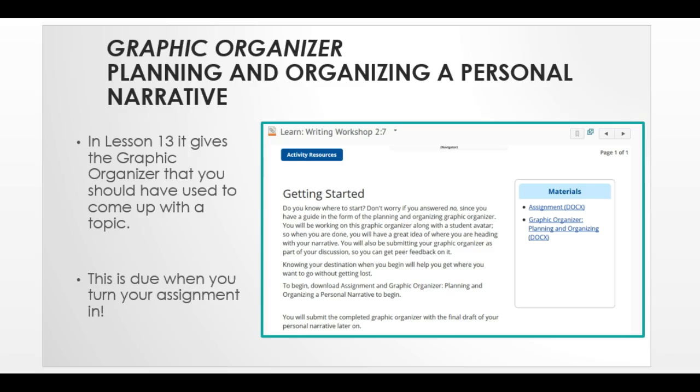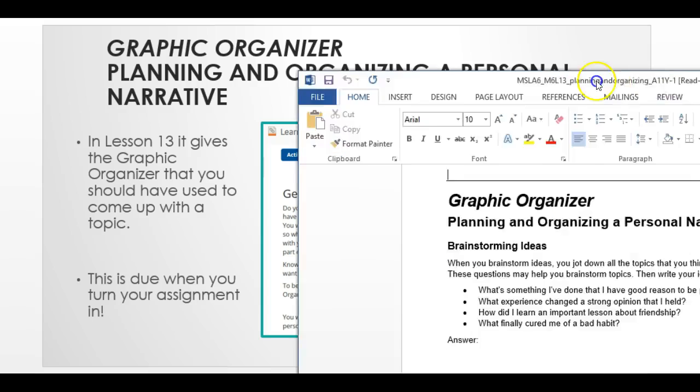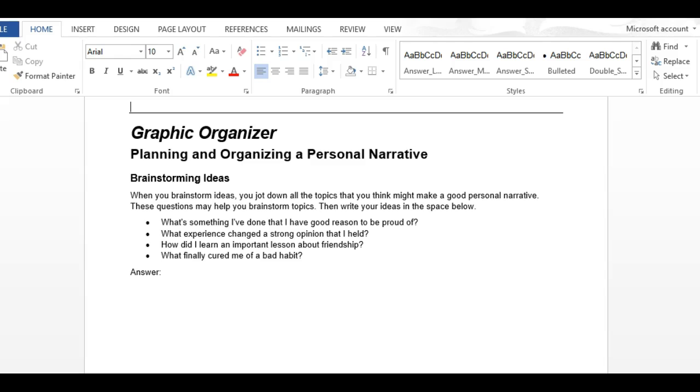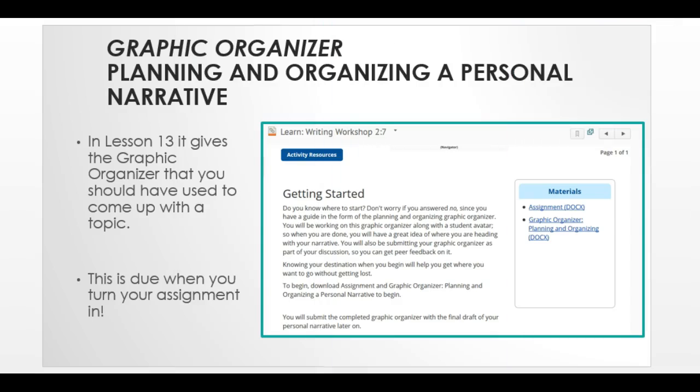Lesson 13 gives you lots of great papers to use to get organized, okay? Lots of things. So let me see. One of them is this little graphic organizer, and it just asks you, what's something that I've done before that I'm proud of? What's an experience that changed a strong opinion that I held, or something like that? Okay, what's an experience that you basically will always remember that could be a good story?